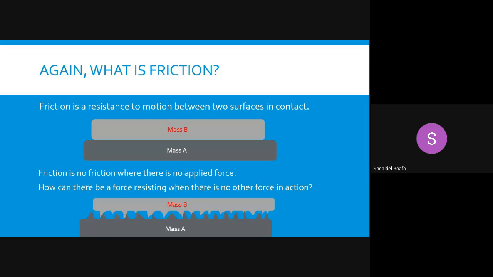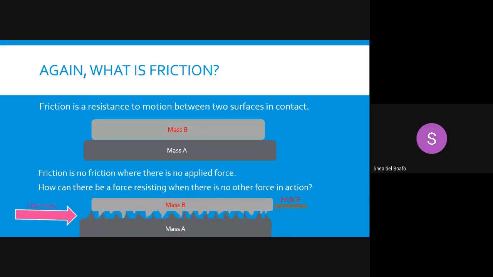You are not resisting anything. Okay, so let's look at this. When we look at things in the real sense, the real contact, friction, then we look at this figure.